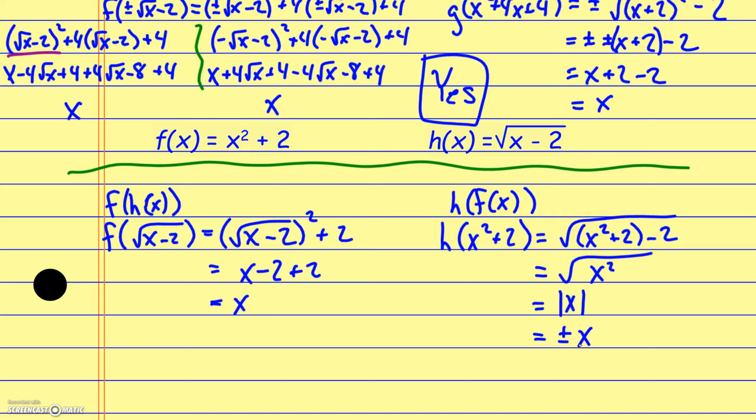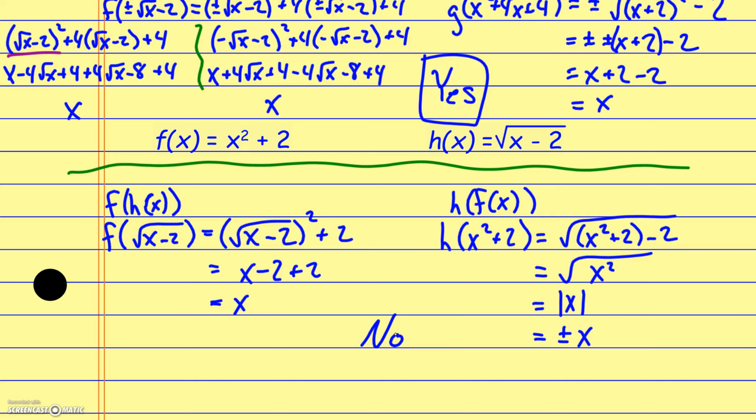So what happens is when I do the composition one way, I get an x. When I do it the other way, I get the absolute value of x, which essentially gives me two different x values, or two possible different x values, a positive version and a negative version of that x value. So these are not inverses because I didn't get just an x each time. The second time I got a positive or a negative x, and so these are not inverses. So the answer here is no, these are not inverses.